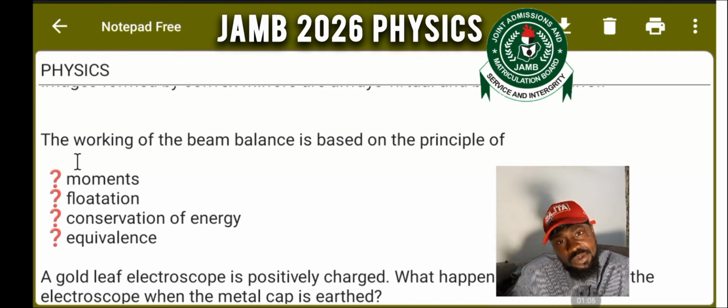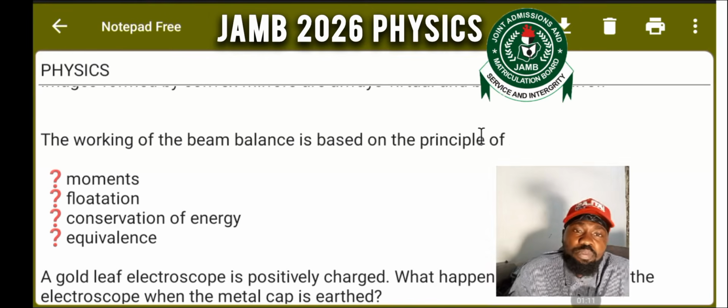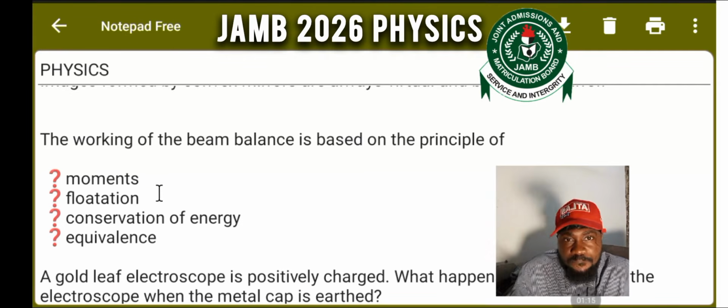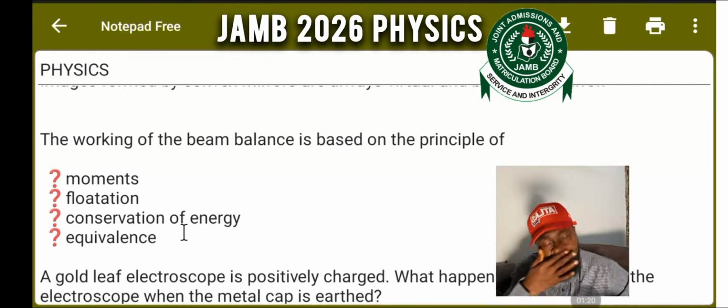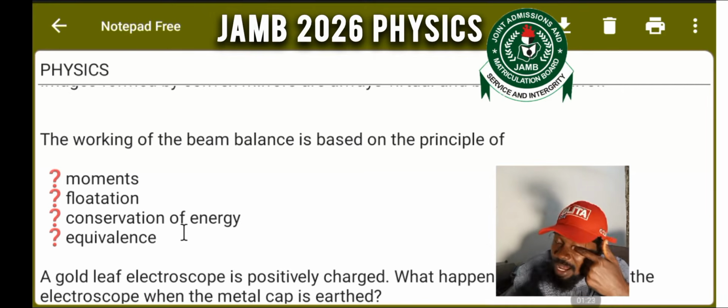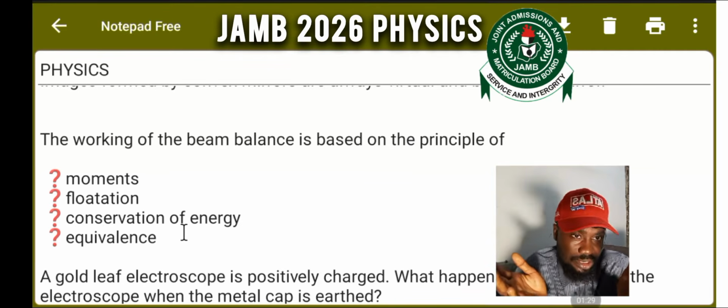So let's look at the question. The question reads: the working of the beam balance is based on what principle? Option A, moments. Option B, flotation. Option C, conservation of energy. Option D, equivalence. Before you answer this question, as a smart JAMB UTME science student, you have to understand what a beam balance is.